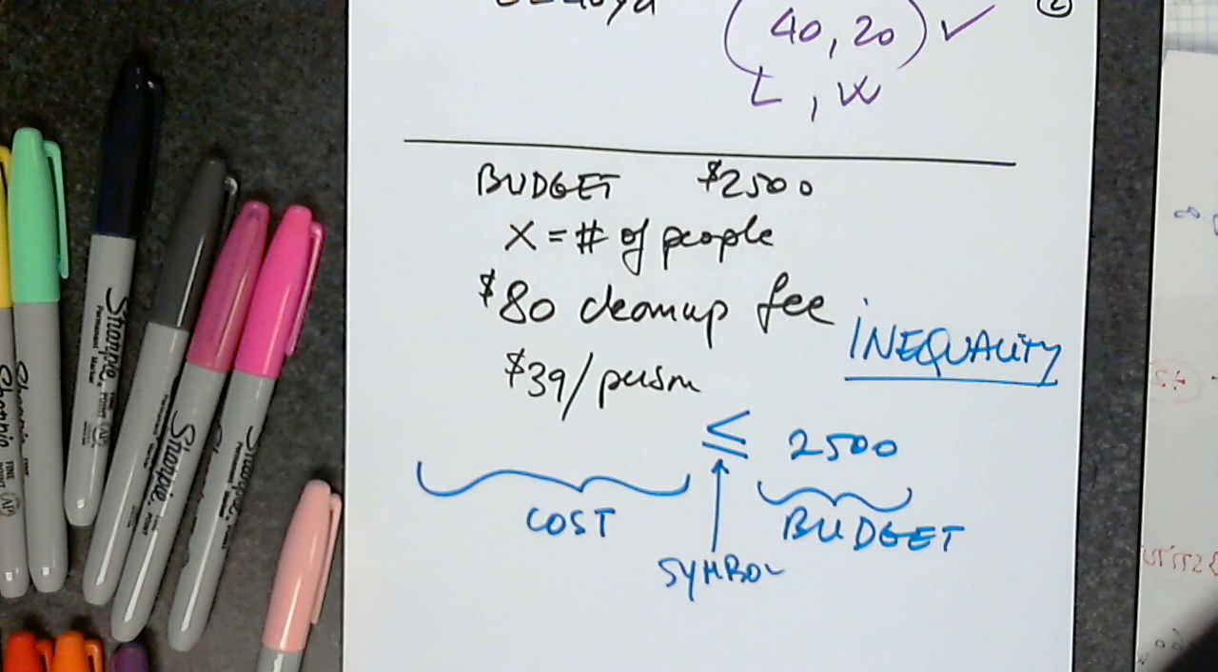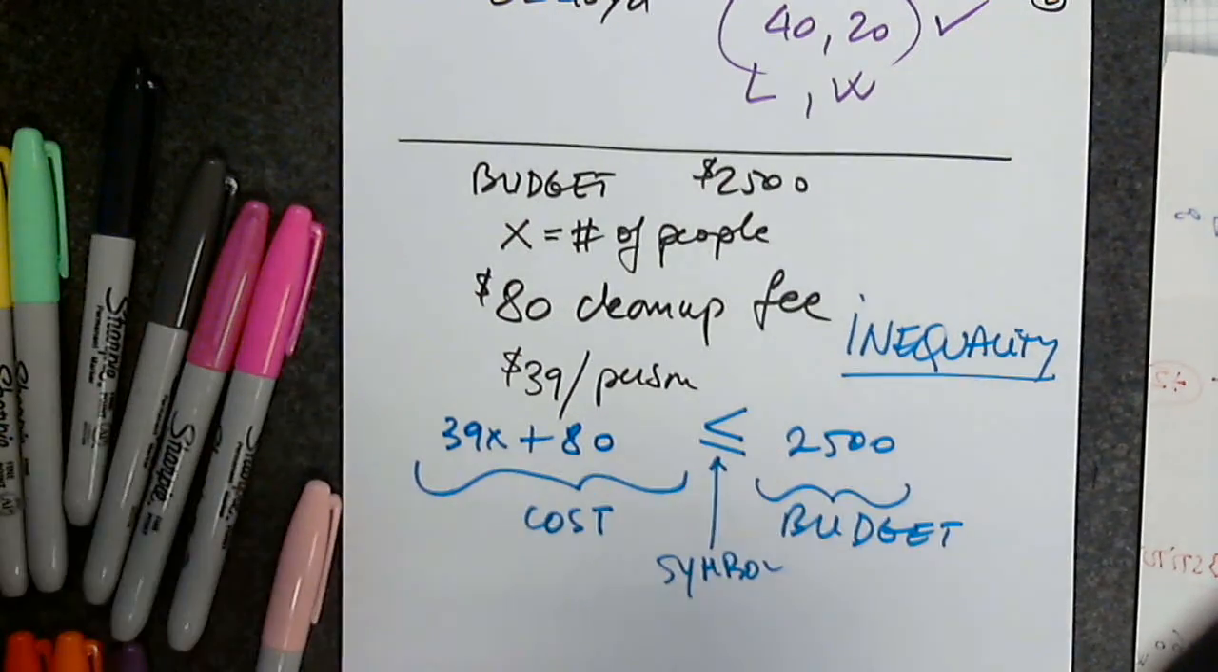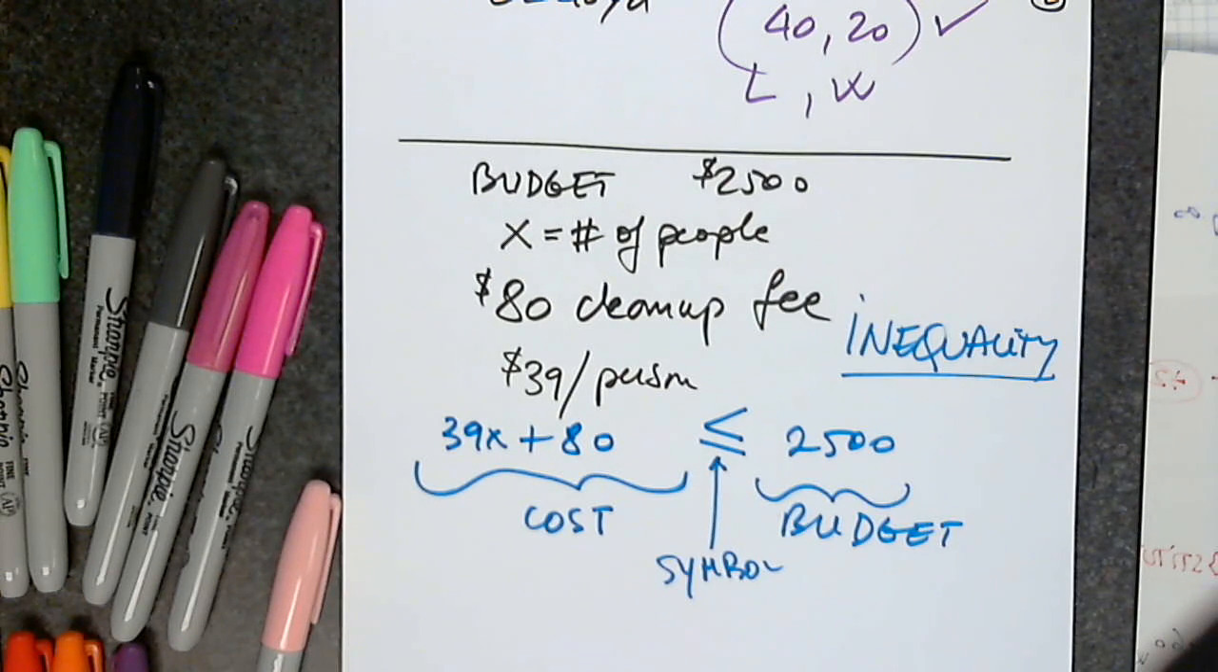Good. Okay, so let's see. There are two components that make up the cost. What are those two components? Per person cost and the one-time cleanup cost. Awesome. How do I write that? 39x plus 80. Do we all agree with 39x plus 80? Right? 80 is fixed. If we invite one person or 20 people, we still have to pay the 80. Not connected to the number of people. But we do pay $39 per person, so it's 39 times the number of people. Is that clear?